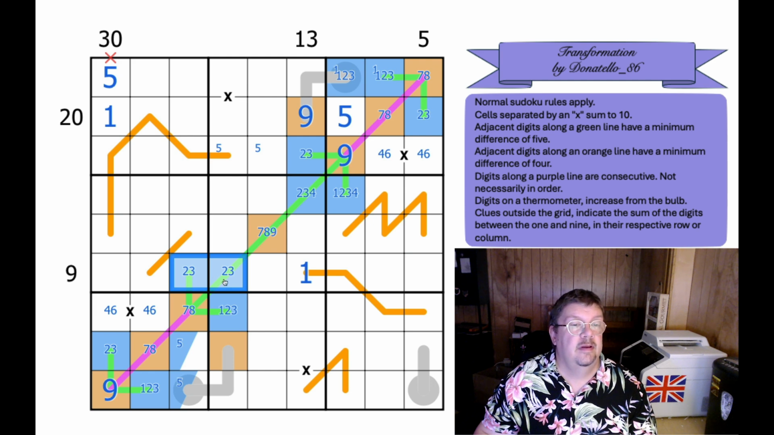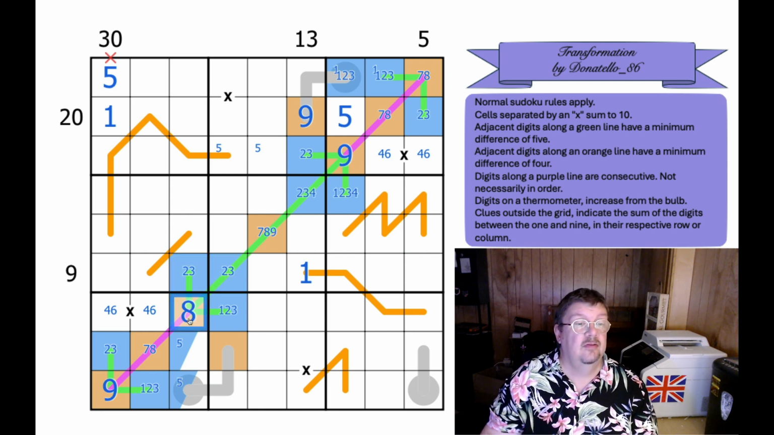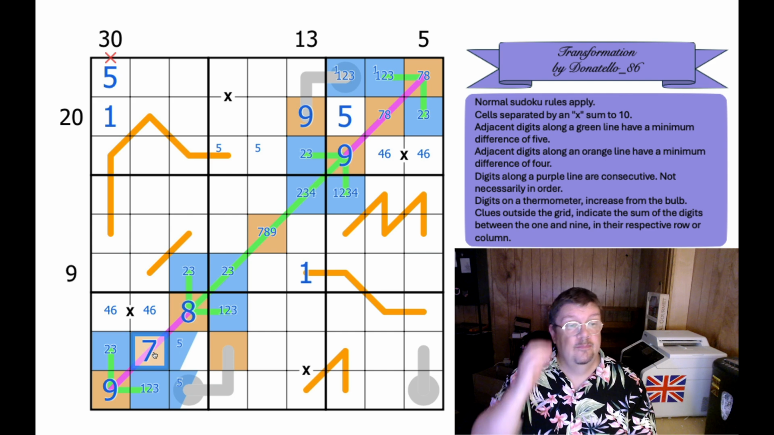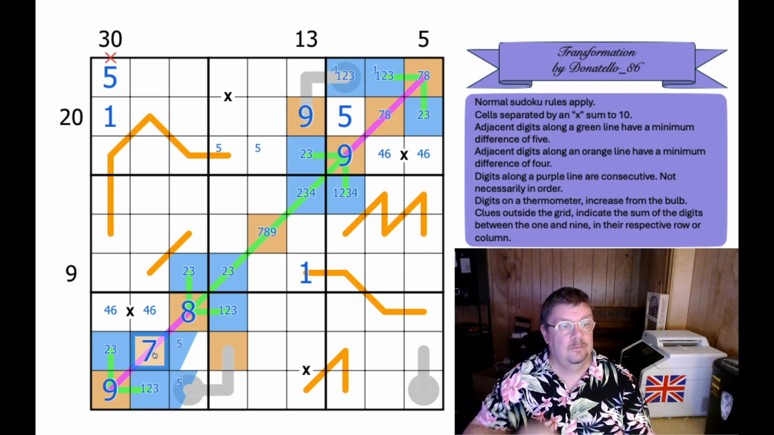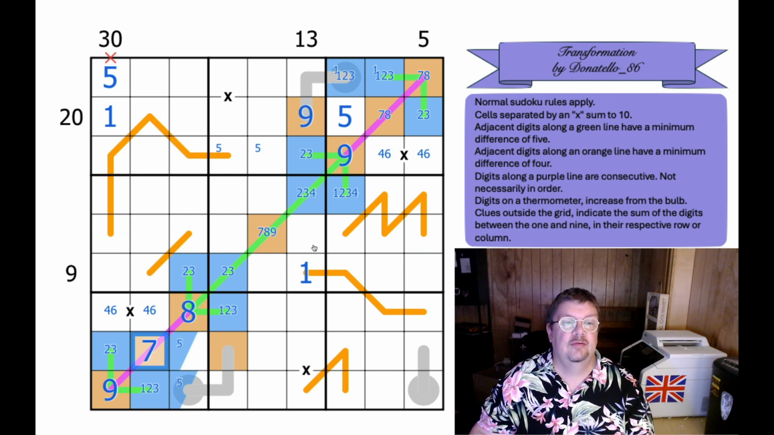That 2, 3 pair means that, and they have to be different, at least one of those is a 3, and 7 can't go next to that. So that's an 8, and that's a 7. Oh, that's quite fun, this.